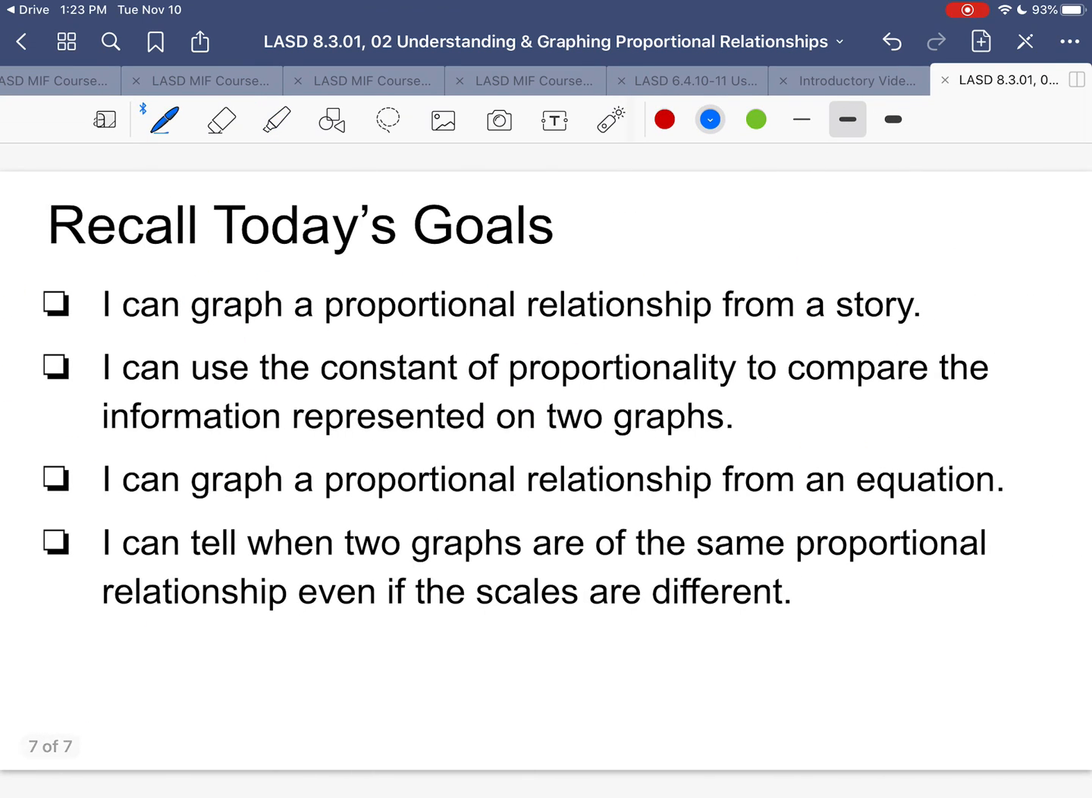So recall today's goals. We graphed a proportional relationship about the ant and the ladybug and a third bug. We used the constant of proportionality to compare information represented on two graphs. We graphed a proportional relationship from an equation, and we looked at two graphs which looked different because the scales were different, but when we calculated the constant of proportionality, we saw that they were of the same proportional relationship. And that's the end of today's lesson.